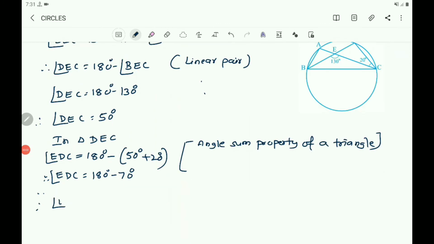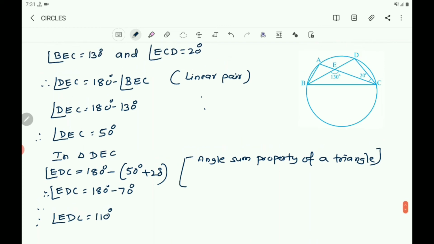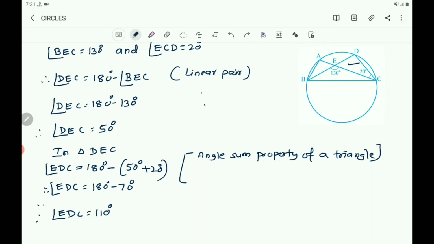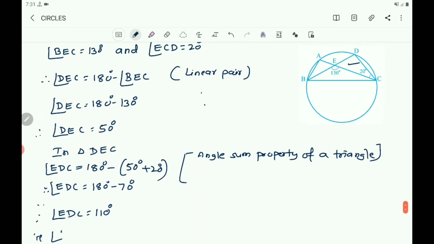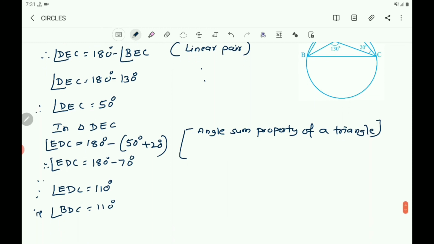Therefore angle EDC equals 180 minus 70. 180 minus 70 is 110 degree. Now here EDC is same as angle BDC, that is the same angle. So write, that is angle BDC equals 110 degree. Why? Angle EDC and BDC are same.